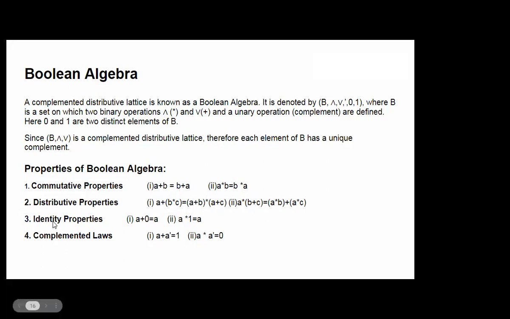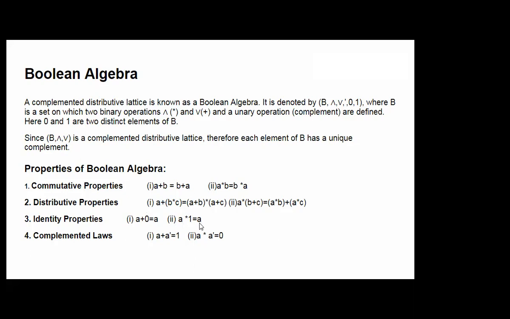Then identity property, what it is? A plus 0 is equal to A. If A value is 0, 0 plus 0, it will be 0, means it will be A only. And if A is 1, 1 plus 0, it is also 1. Okay. Then here is the ANDing operation of this one. Plus here is the OR operation. And star here is the AND operation.